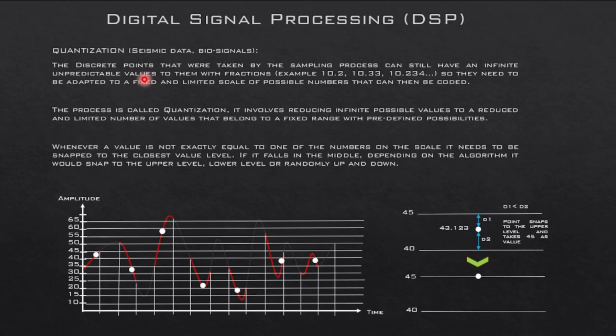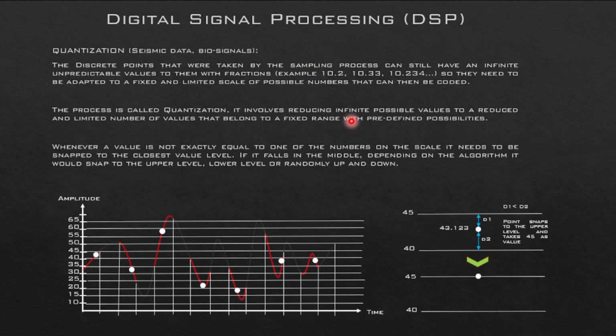Quantization. The discrete points that were taken by the sampling process can still have an infinite, unpredictable number of values, with fractions, for example 10.2, 10.33, 10.234. So they need to be adapted to a fixed and limited scale of possible numbers that can then be coded. The process is called quantization.